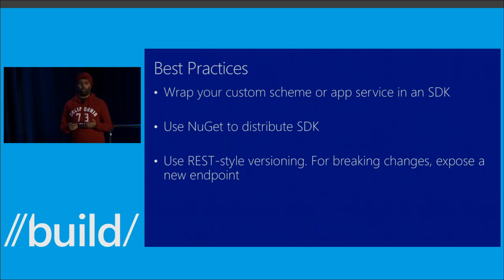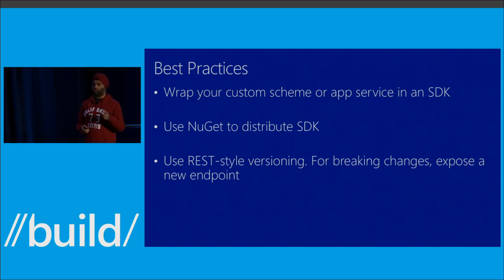When you want other people to deep link into your app or call app services in your app, it's a good idea to wrap all that code that opens the app service connection and sends and receives messages, or code that launches an app for results. It's a good idea to wrap all that code in an SDK, which could just be a DLL that you hand other people.